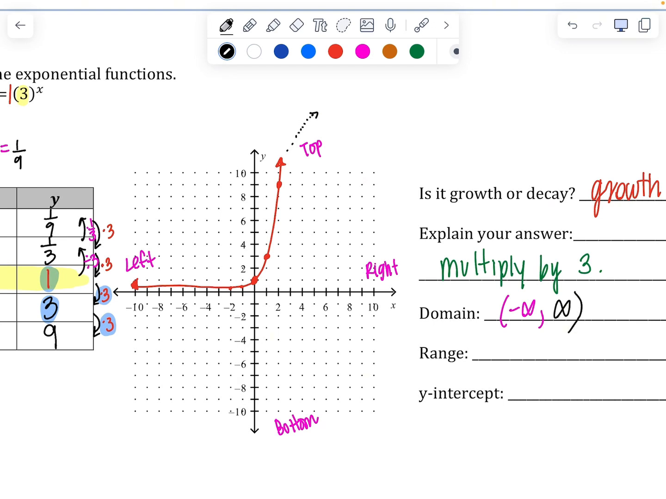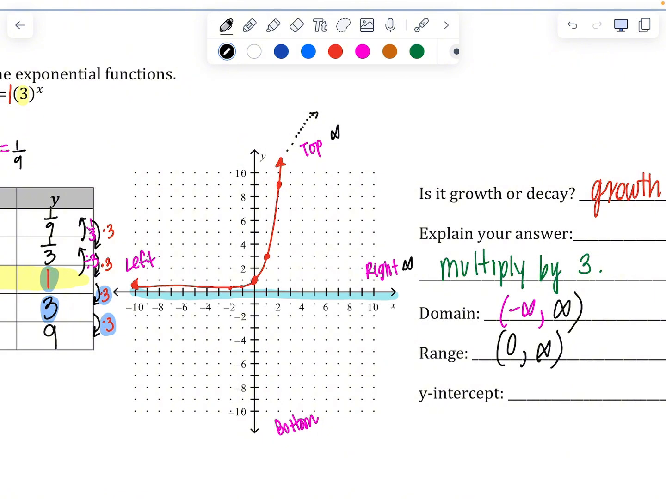Now, what about your range? Your lowest output? So it looks here like we never cross the y equals 0 axis. So we can't equal 0, but we can equal the next decimal, which is 0.1, 0.111, up to infinity, and it's pointing to the top forever. Good.